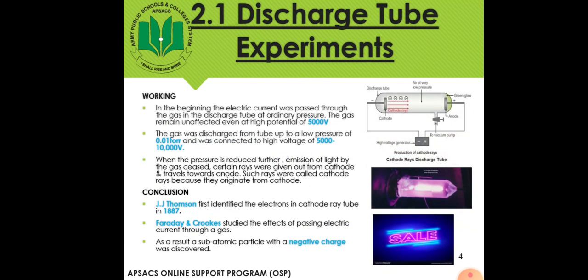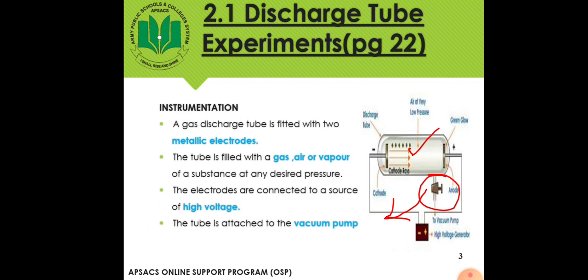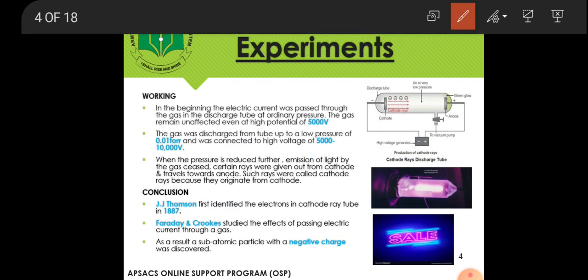Students, let's understand the working of the discharge tube. The discharge tube experiment is actually related to the discovery of electrons, or we can say that it is the experiment which is related to the discovery of cathode rays. In the beginning of the experiment, the electric current was passed through a gas. The gas was adjusted at a pressure of 760 torr, which is ordinary pressure, and a voltage of 5000 volt was applied across the electrodes.